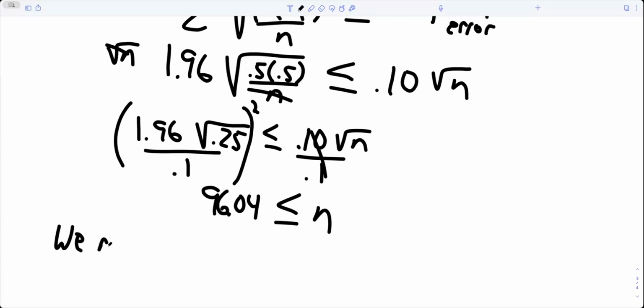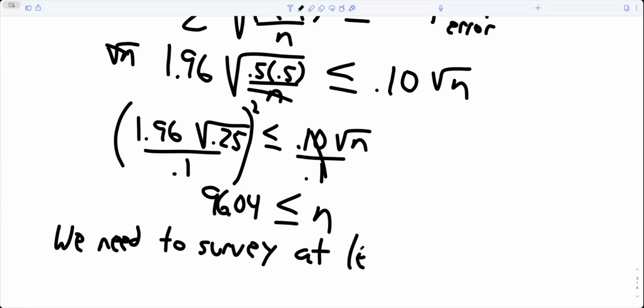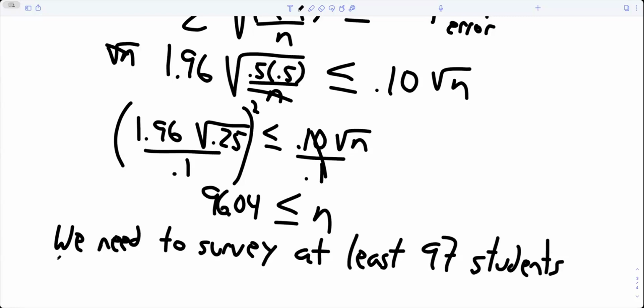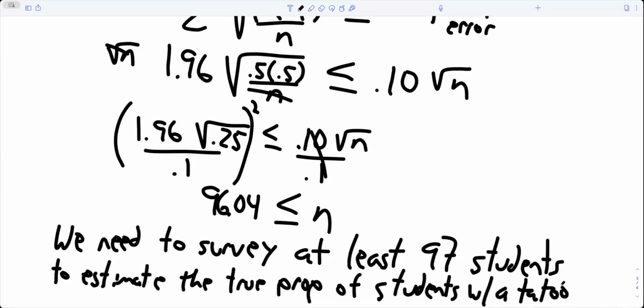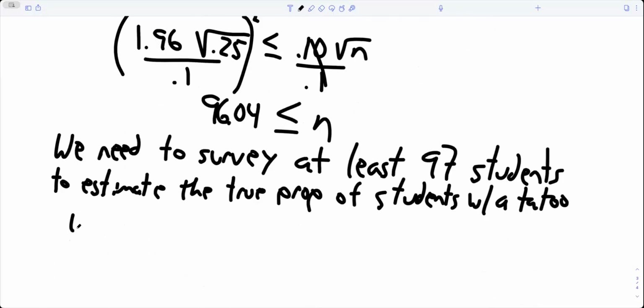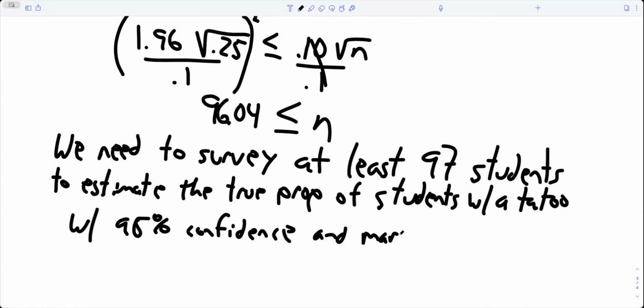So we need to survey at least 97 students to estimate the true proportion of students with a tattoo with 95% confidence and margin of error of 10%.